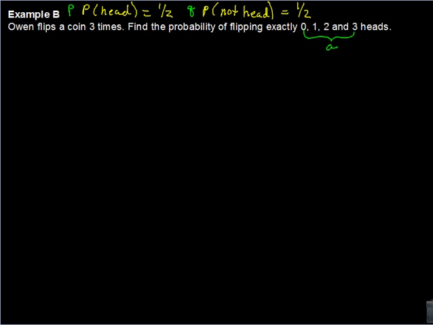And n, when we flip a coin 3 times, n is the number of flips. N is the number of trials. So far, okay?